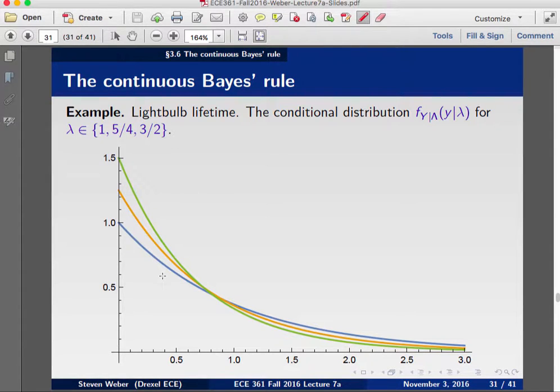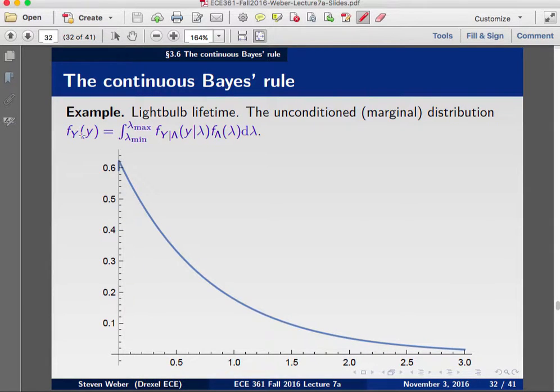Okay, so this is the conditional distribution of y given lambda. This is the exponential distribution with 3 different rate parameters. And you see that when lambda is small, there's a higher probability of a longer lifetime. When lambda is large, there's a higher probability of a shorter lifetime.